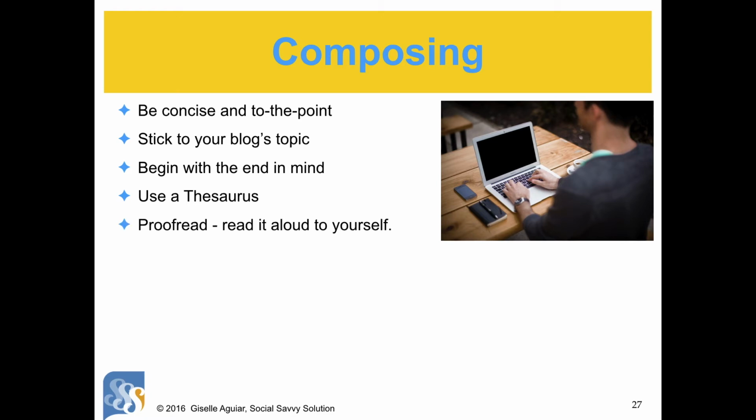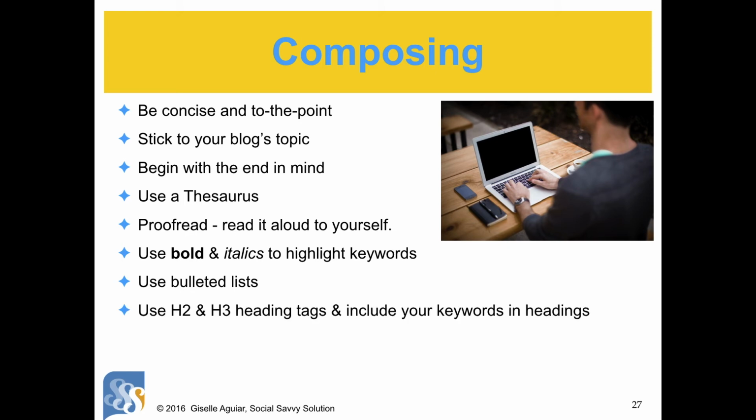Proofread. Read it aloud to yourself if you don't have somebody to help you proofread it. Use bold and italics to highlight keywords. Use bulleted lists. It helps break up the text. Use H2 and H3 heading tags and include your keywords in the headings. The headings also help to break up the text. Makes it easier to read.